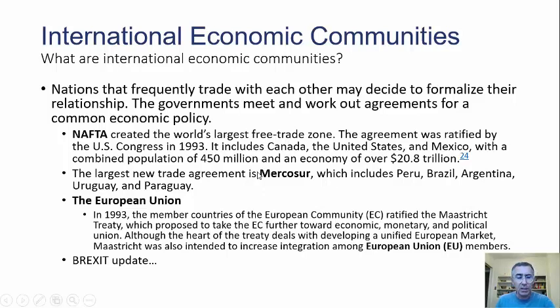So Mercosur is a South American trade bloc or economic community. It includes Peru, Brazil, Argentina, Uruguay, and Paraguay. There's a little bit of drama going on there. There have been countries that have got booted out. Venezuela used to be a member, a very important member because of its oil, but of course Venezuela now is in a crisis and got kicked out.